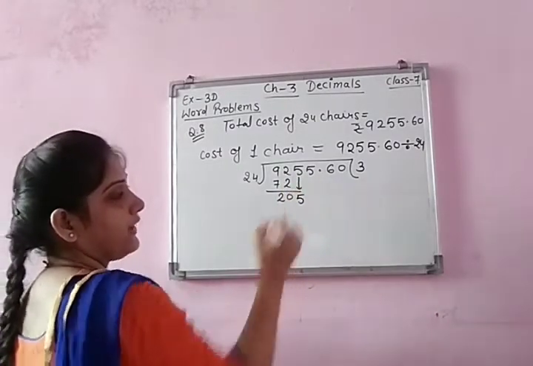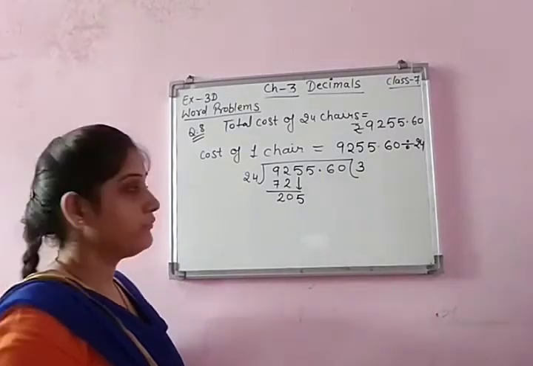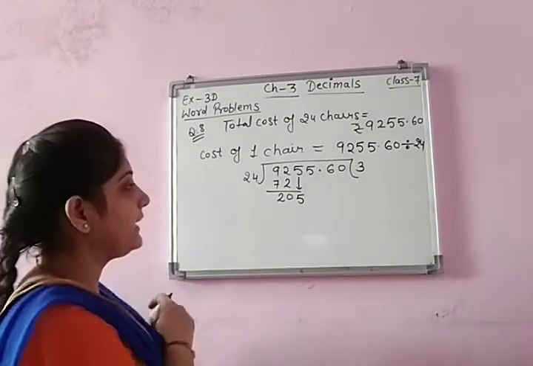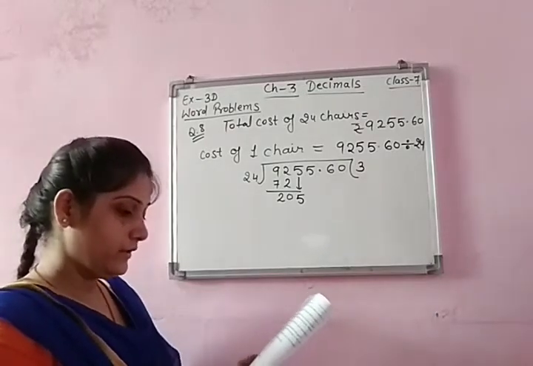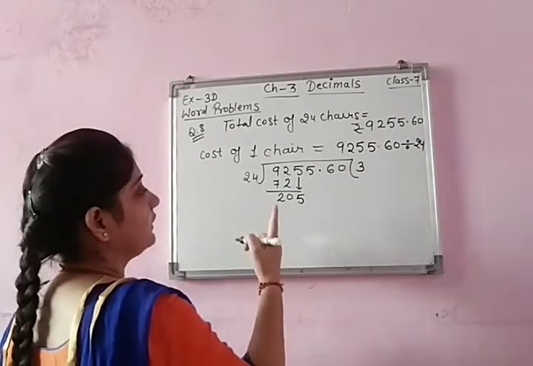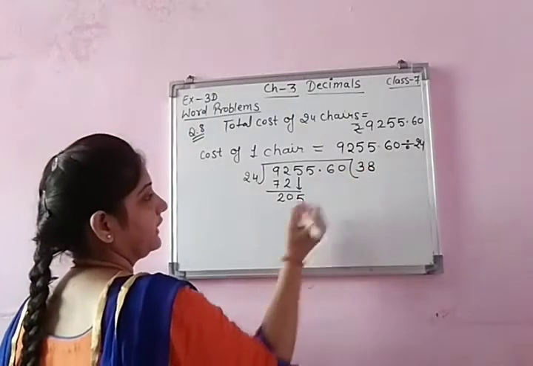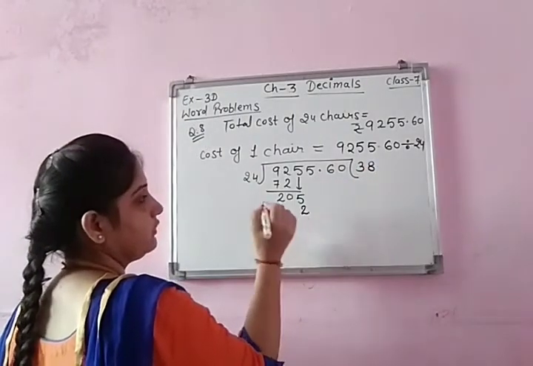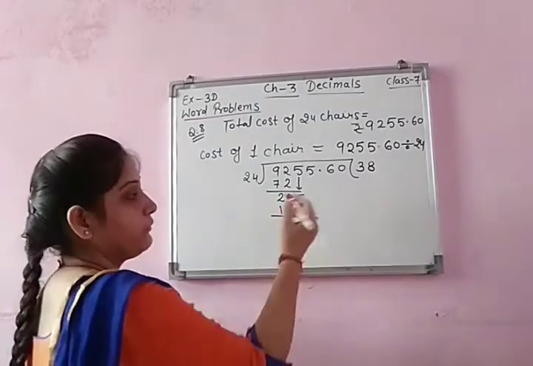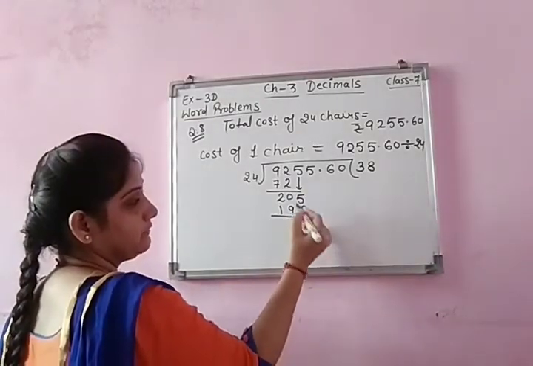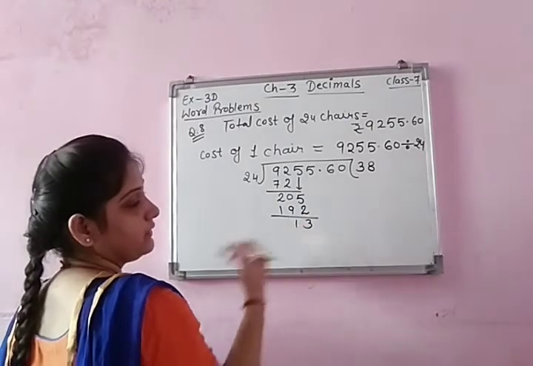Now write down this 5. 205. So what do we get? 24 4s are 96. 24 5s, I think it is 24 only, na? Yeah. So it will be 8 times. 8 4s are 32, 8 2s are 16 and 3 is 90. 192. 5 minus 2 is 3. 10 minus 9 is 1. 13.